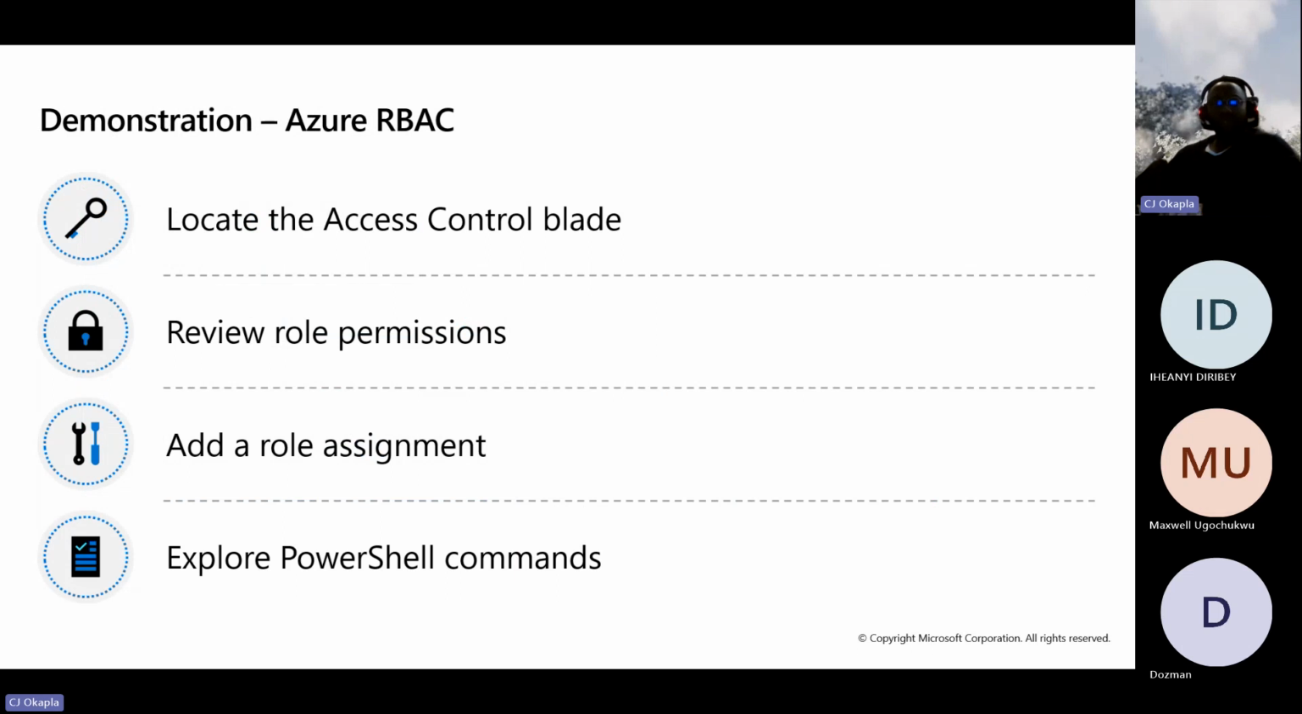So in a demonstration on Azure RBAC, we'll locate the access control blade, review role permissions, add a role assignment, and explore PowerShell commands. I try to keep this event to a one hour period, but if we have time, I will show you all this and demonstrate it.